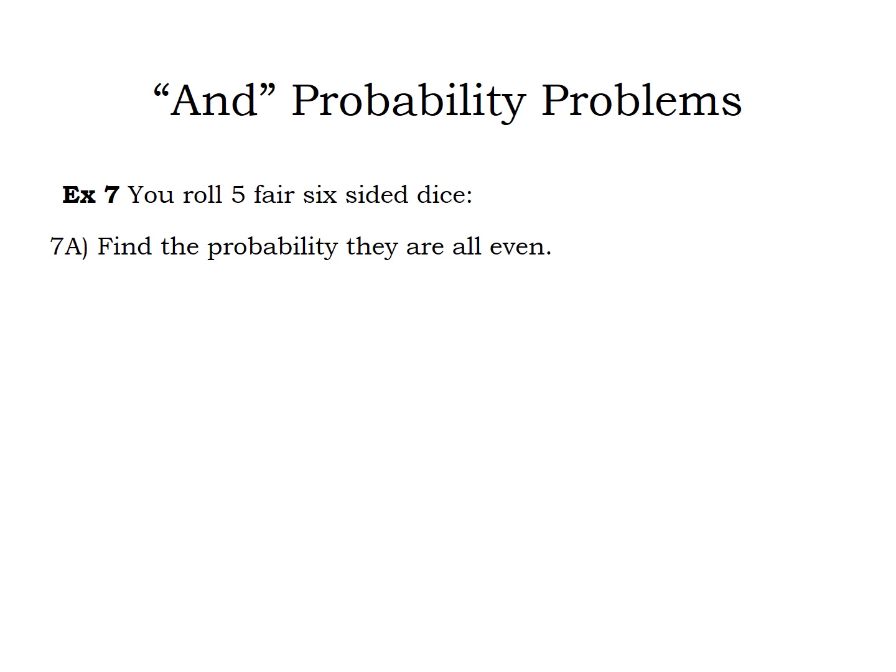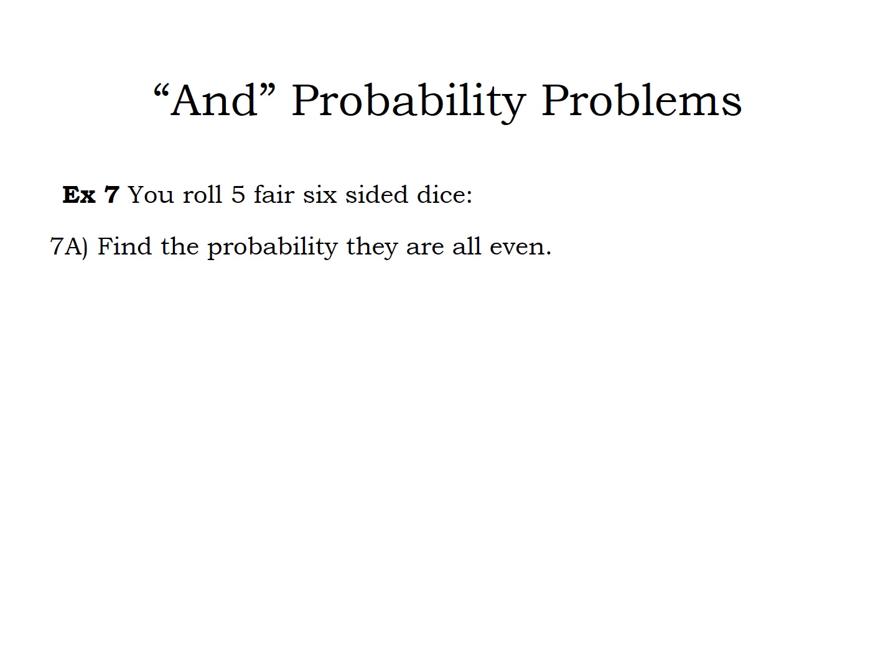So the first thing I want to know is, what's the probability that all 5 dice are even? Well, I want you to notice here that for them all to be even, 5 independent or 5 separate events have to happen at the same time. That is, the first one has to be even, and the second has to be even, and the third and the fourth and the fifth have to be even.